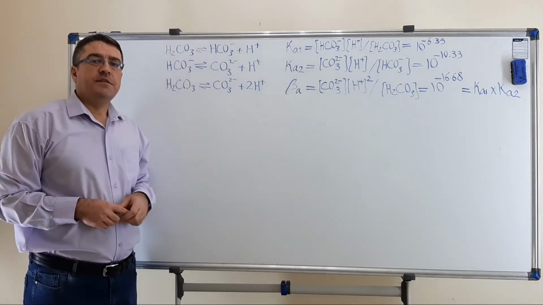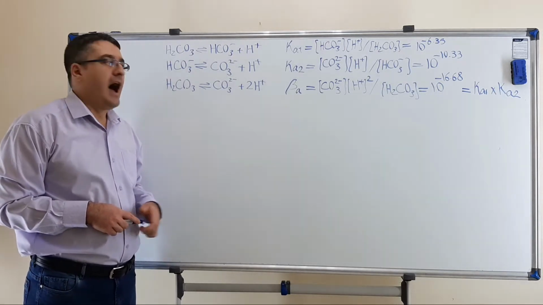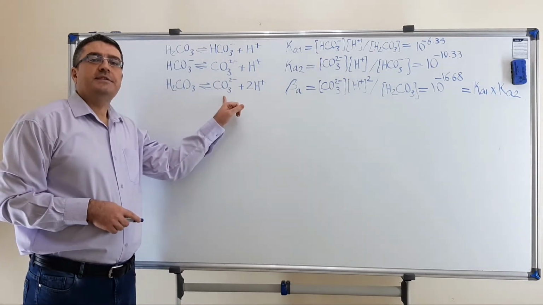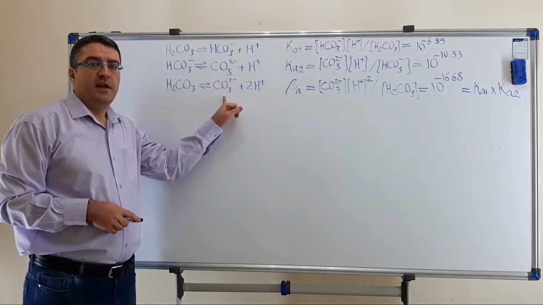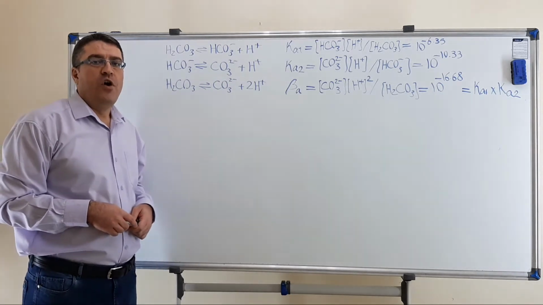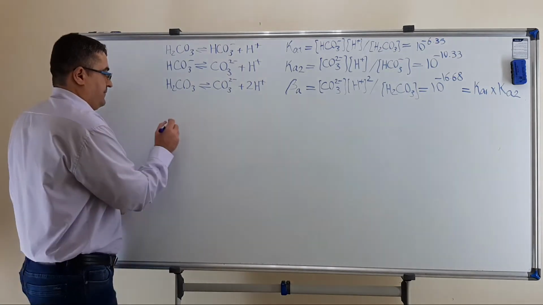Carbonic acid in aqueous solutions is a diprotic acid. On the other hand, carbonate anion in aqueous solutions is a diprotic base, since it can accept 2 H+. For example, we can have the following reactions.